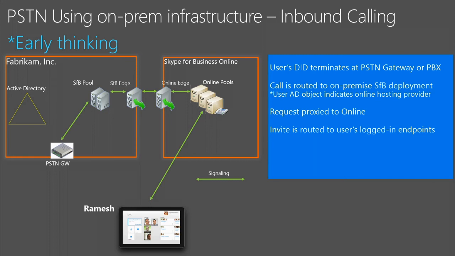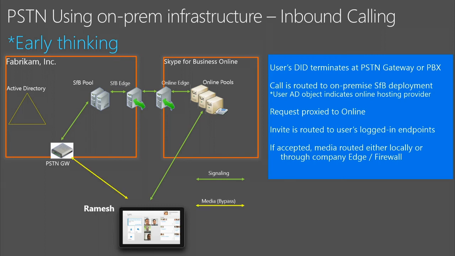For media, there are two paths there. If Ramesh accepts the call, media is routed either locally through a media bypass method that connects the client where Ramesh is to the PSTN gateway, or if he's an external user, he would connect through the edges.